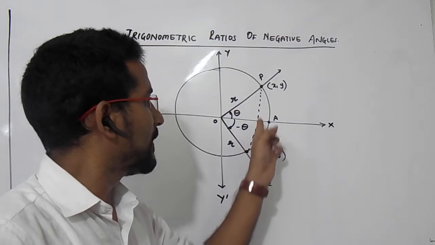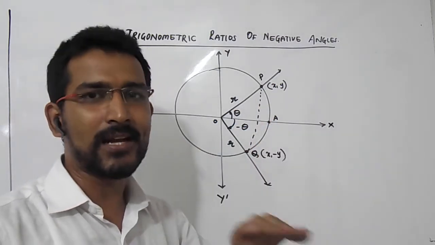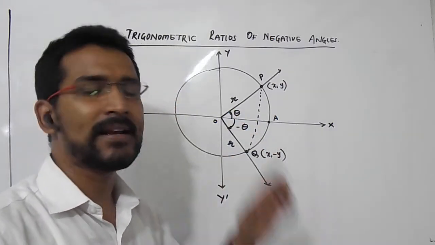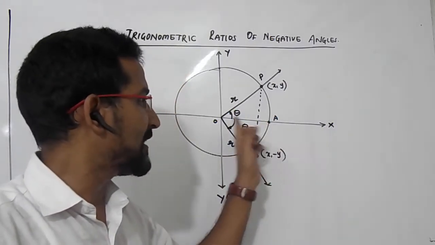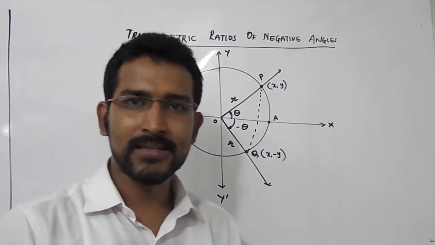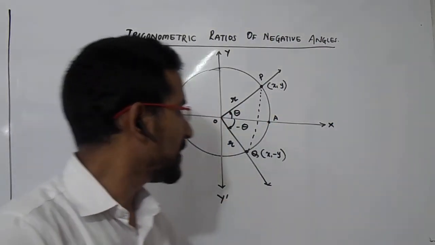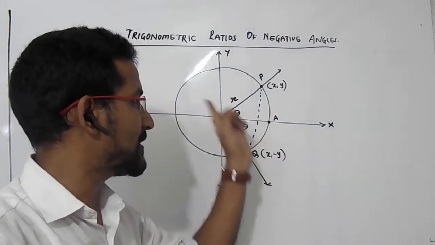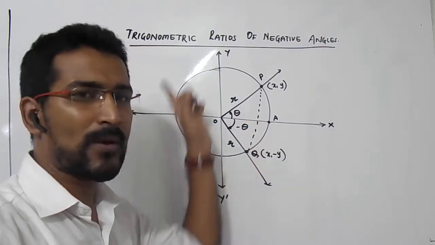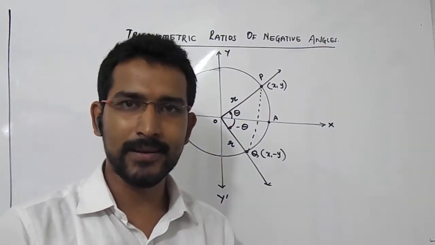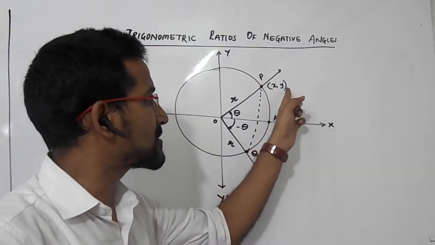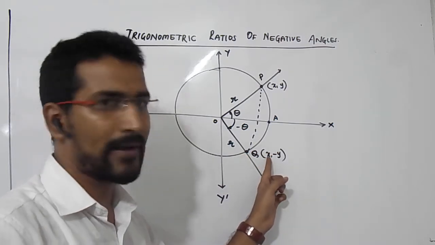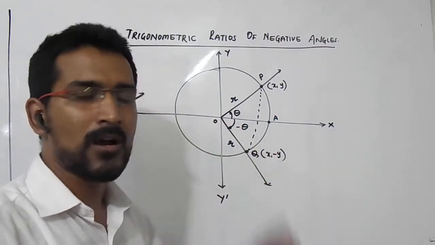As we have already seen, if the initial arm moves in the anti-clockwise direction, then the angle is taken as positive, and if the initial arm moves in the clockwise direction, then the angle is taken as negative. Suppose it makes an angle theta in the anti-clockwise direction and an angle minus theta in the clockwise direction. So P and Q are nothing but mirror images. P has the coordinates x comma y, and Q lies in the fourth quadrant, so it will have the coordinates x comma minus y.